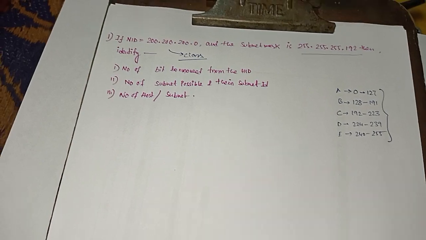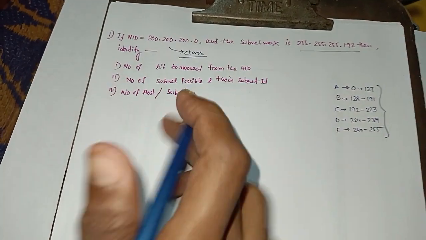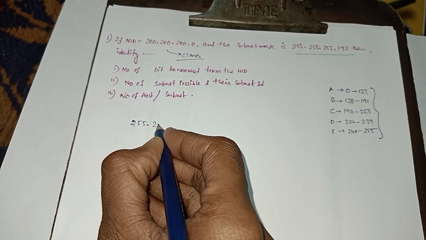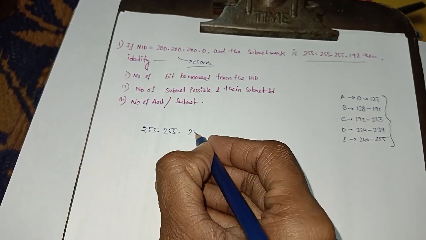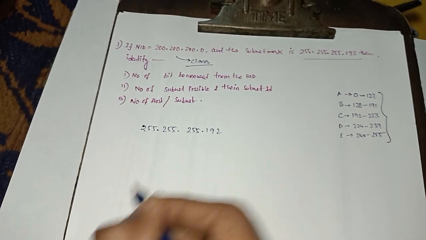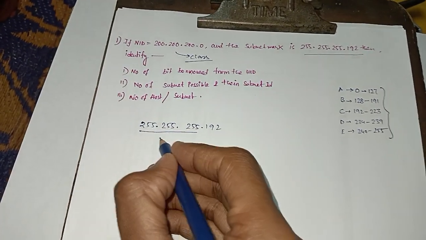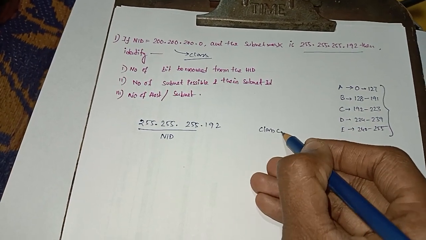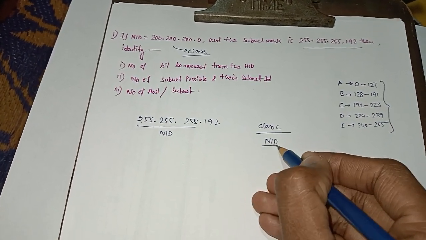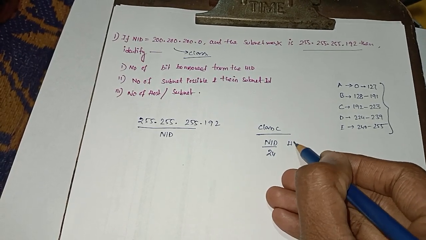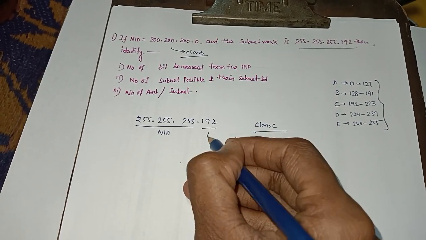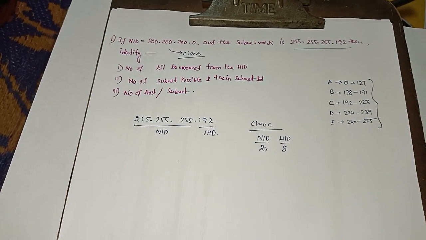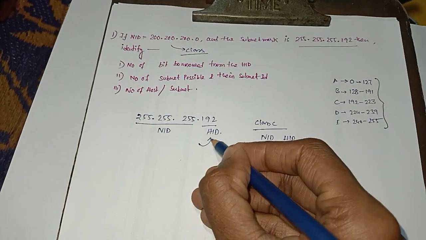Now we have to find the number of bits borrowed from the host ID. From the subnet mask 255.255.255.192, this represents the network ID part because this is a class C network. In a class C network, the network ID is 24 bits and the host ID is 8 bits. If we do subnetting, we can borrow bits from the host ID part.